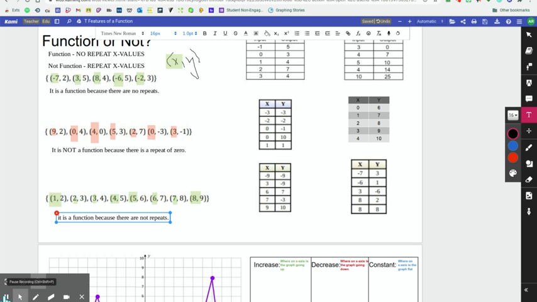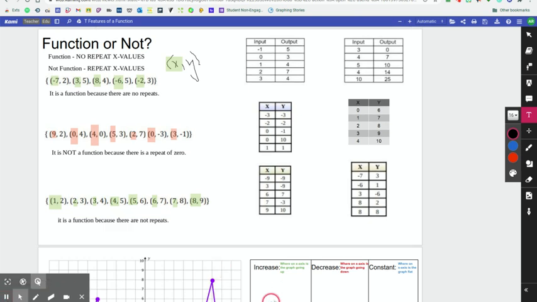Very good. Very good. So when we look at tables, we look at the left side of the table. So like these guys at the bottom here, it says X at the top. So we look at those X values, that column, okay? Whereas these two tables say input and output. Input is technically your X value. So just know that you look at the left, okay?